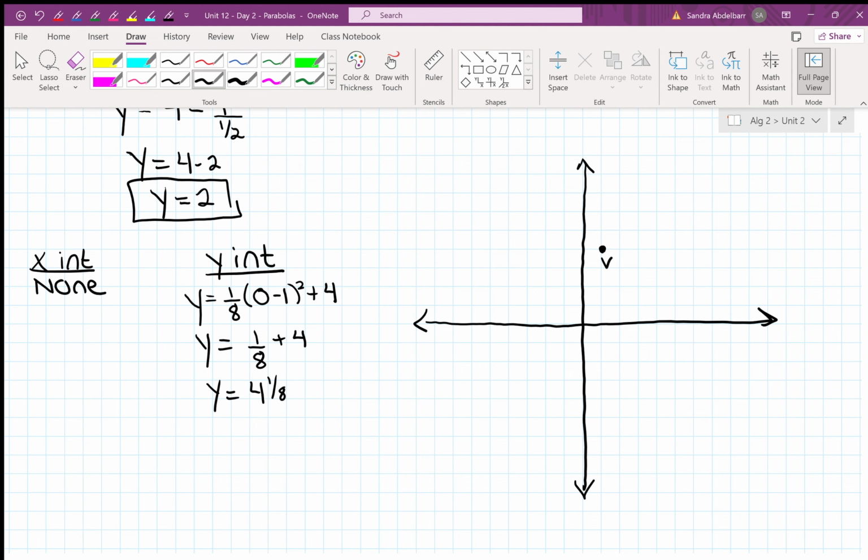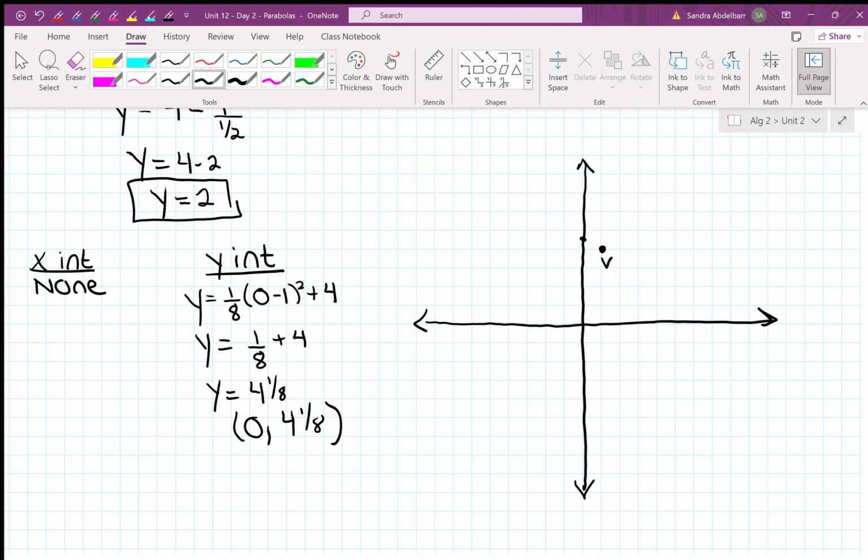Okay, so now we have our x and y intercept. So this is the point (0, 4 and 1/8). So we are 1, 2, 3, 1, 2, 3, 4. Oh, and then 1/8 is up here. So we're somewhere up there. Okay, so now, oops, actually, I'm not going to do this just yet. I'm going to plot everything else. So we got our y-intercept.